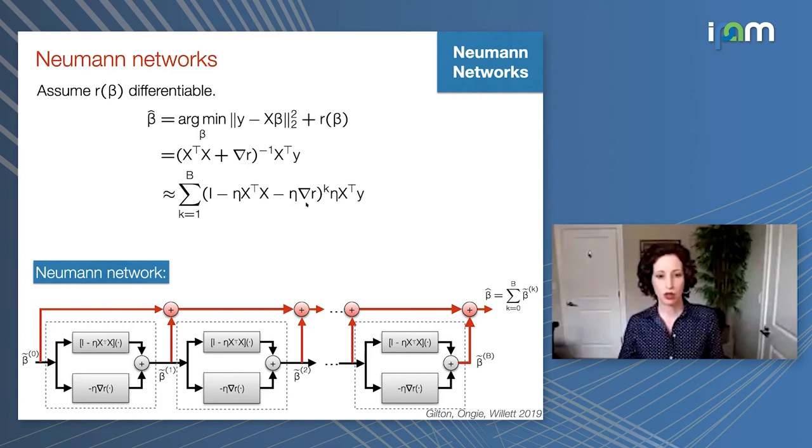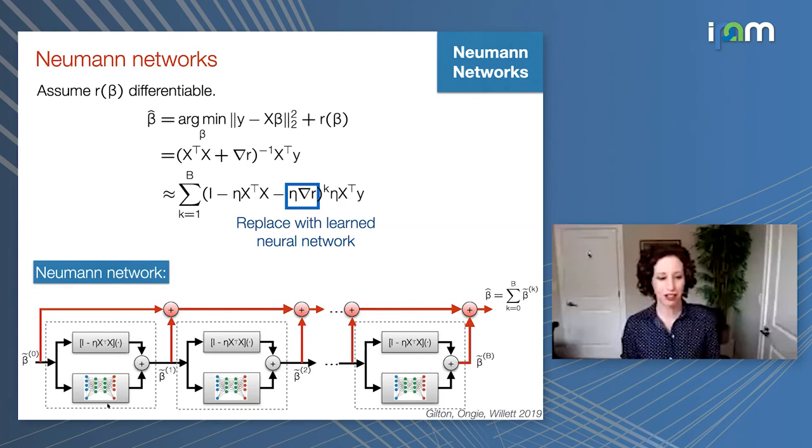And I can take this inverse operator here in my first factor and expand it using a Neumann series. Again, similar to what we did with the gradient descent network, I can truncate this series so I only have B terms, and write this in a block diagram. Within each block, I've got two branches, one that takes my forward model X into account, and the other that accounts for my regularizer gradient. And then again, we can replace the gradient of my regularizer with a neural network that I can then train from end to end.